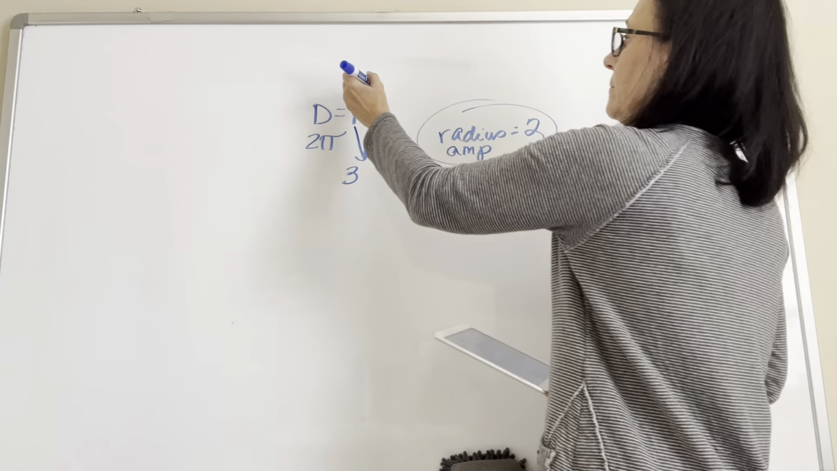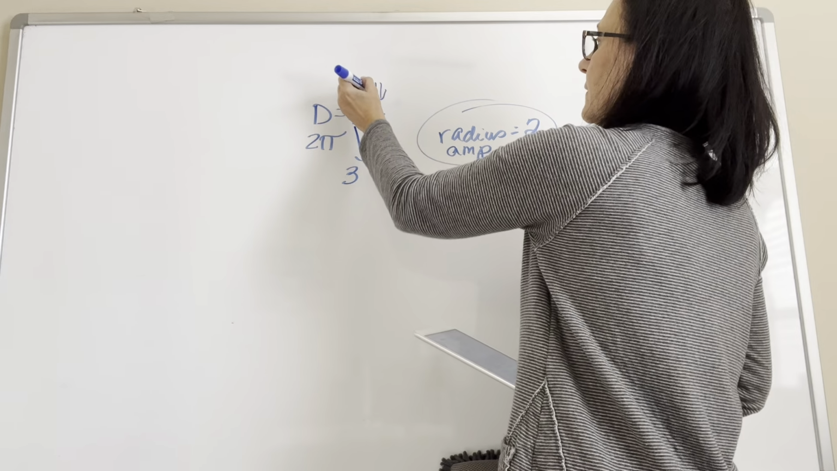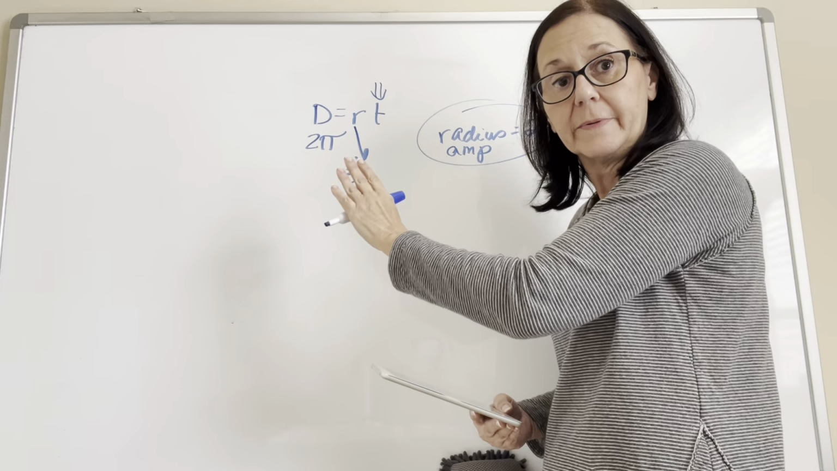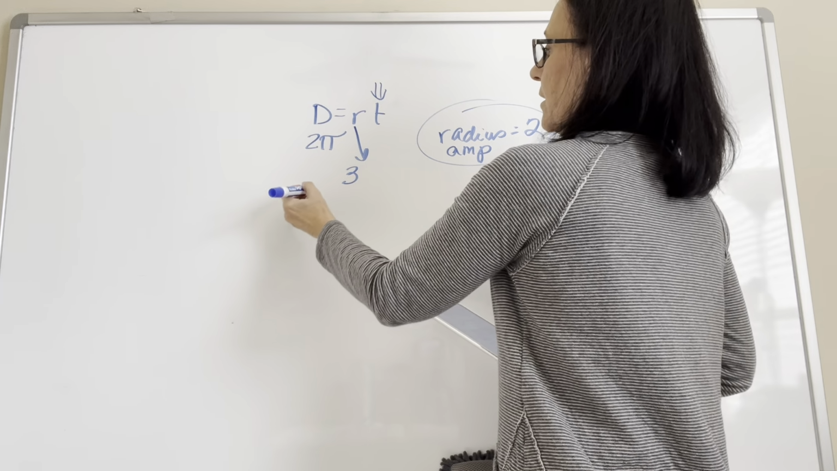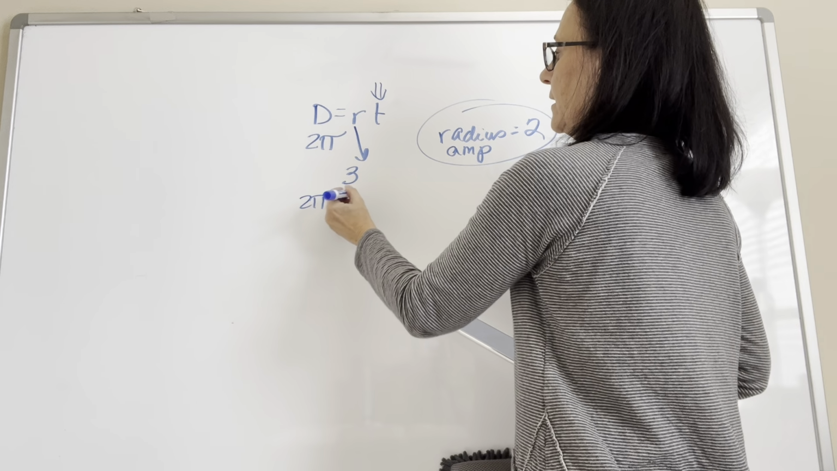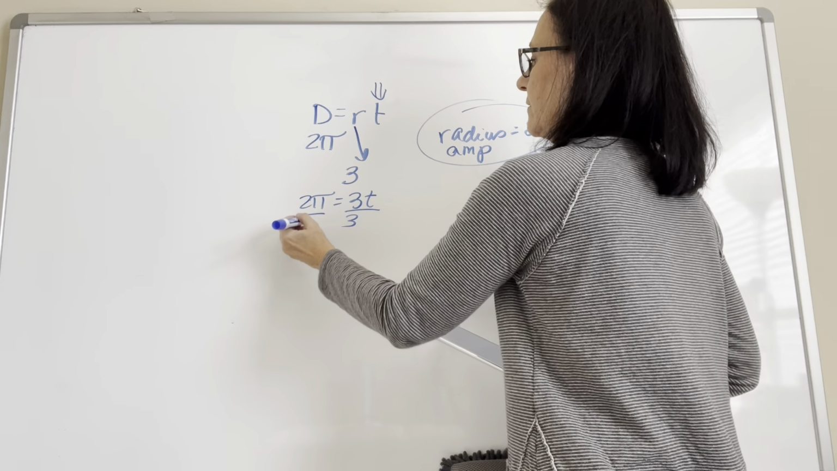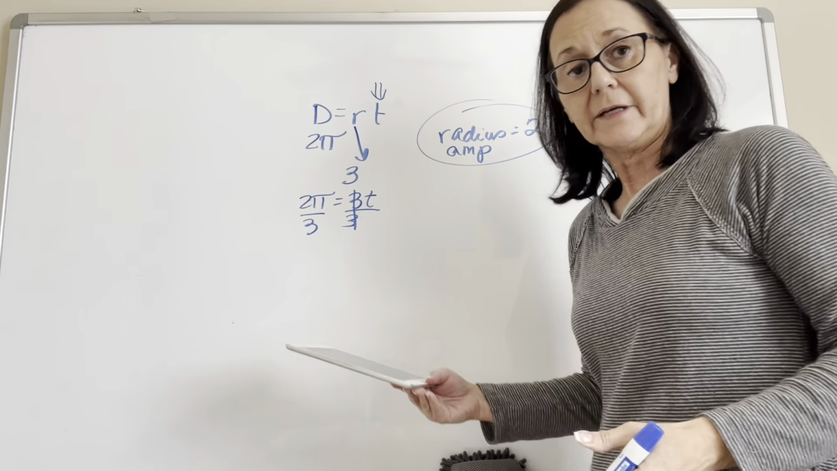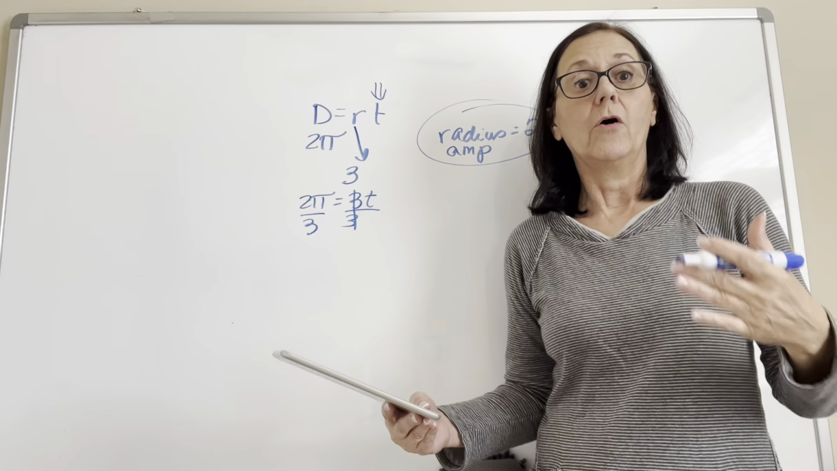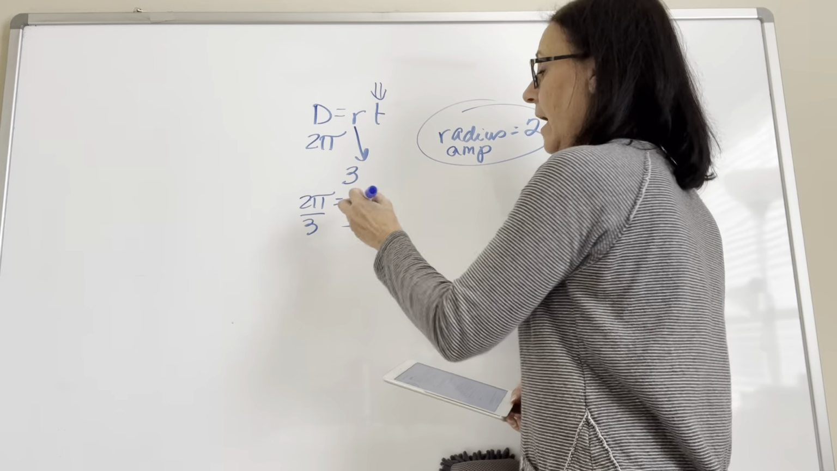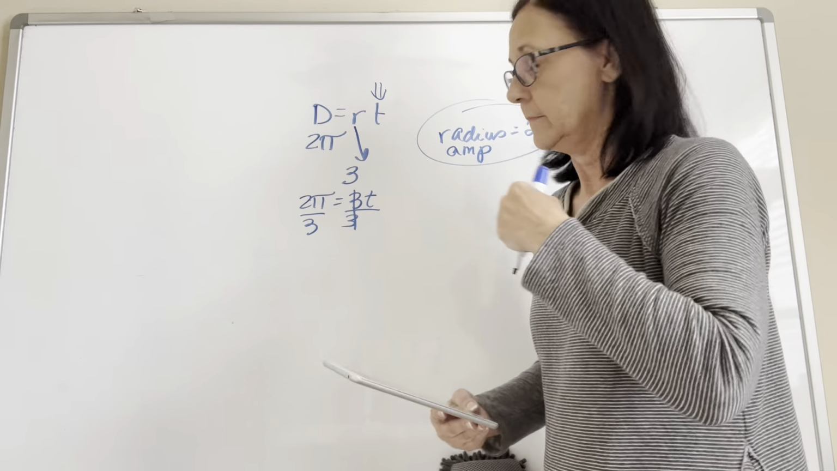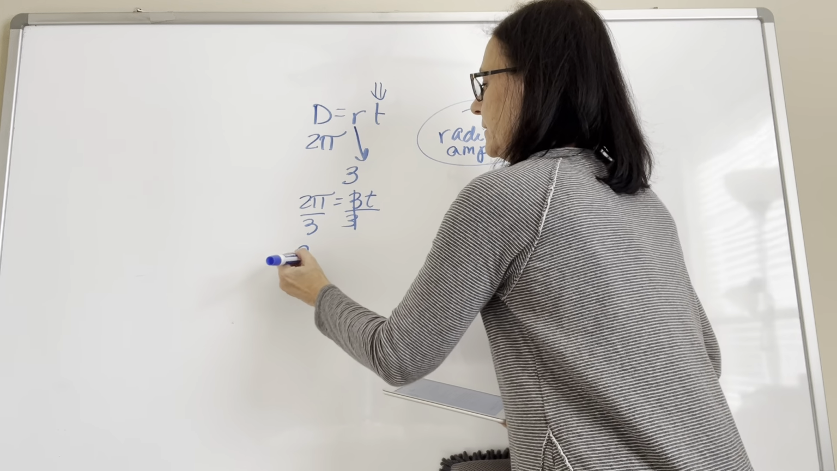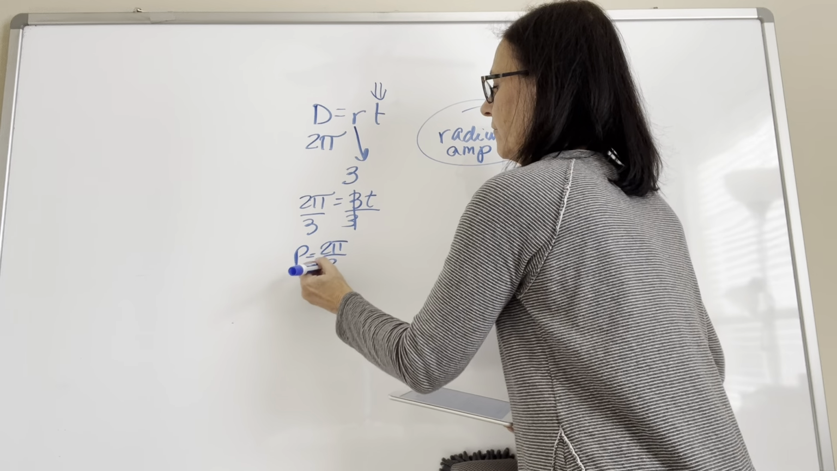So remember, time is your period. So we're going to solve for time, and that's going to be our period. All right, so 2 pi equals 3t divided by 3. So my period is 2 pi over 3. Time, same thing as period. So my period is 2 pi over 3.